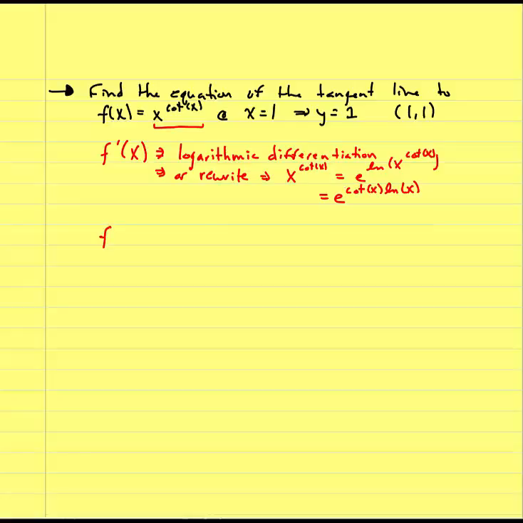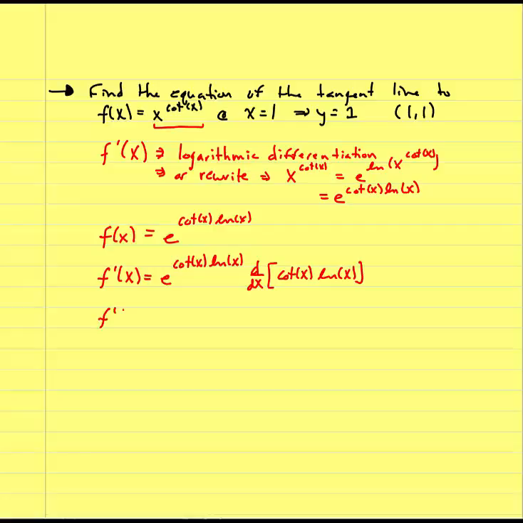So f of x, we decided, is going to be equal to e to the cotangent of x ln of x. My derivative then, the derivative of e to the u is e to the u times the derivative of u. And the u is basically just that exponent. So that's cotangent of x, natural log of x. So I haven't found my derivative yet.